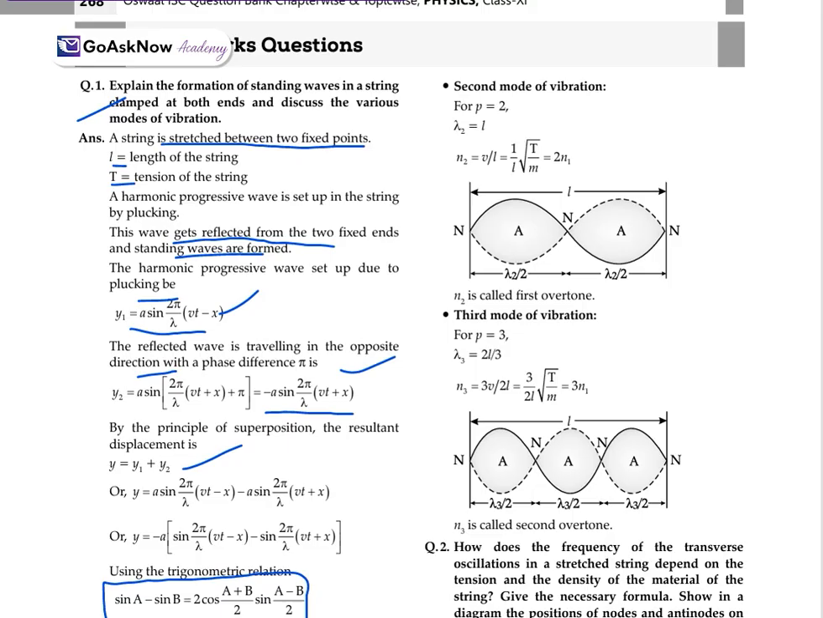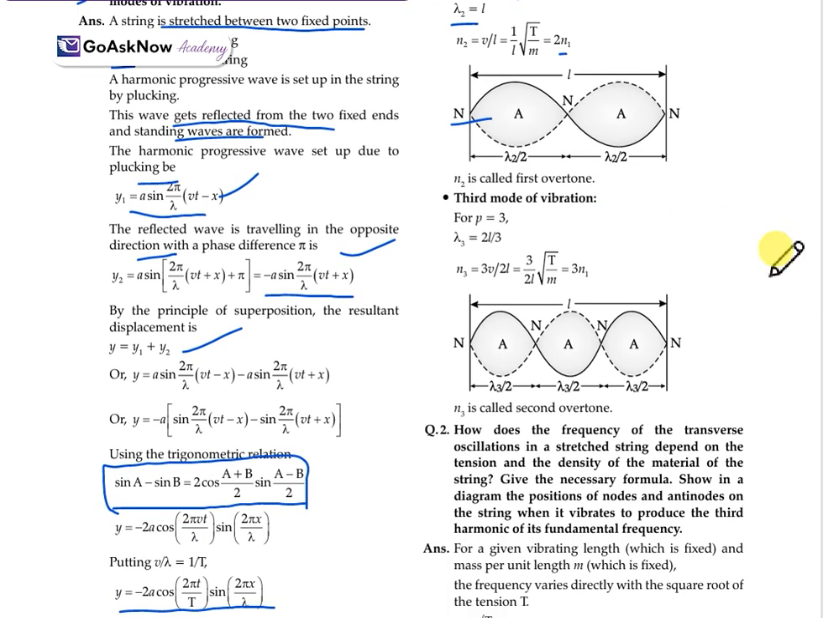Now the same for the second mode of vibration. Here p = 2, so λ2 = L. So n2 = v/L, which is 1/L times the square root of T/m, which is equal to twice n1. So the diagram will be like this: two nodes at the ends and one in the middle, and n2 is the first overtone. Yeah, it's called the first overtone.